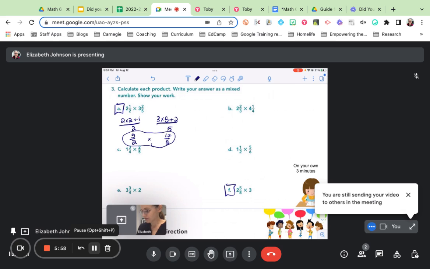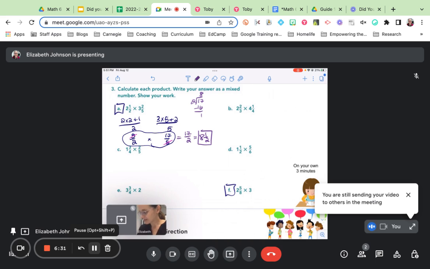We need to multiply 5 halves times 17 fifths. And I see a 5 on the top and a 5 on the bottom. Those will cancel out. That's going to leave me with 17 over 2. 17 over 2, let's just go ahead and divide that. 2 goes into 17 8 times. That's 8.5. So that's my answer to part A.